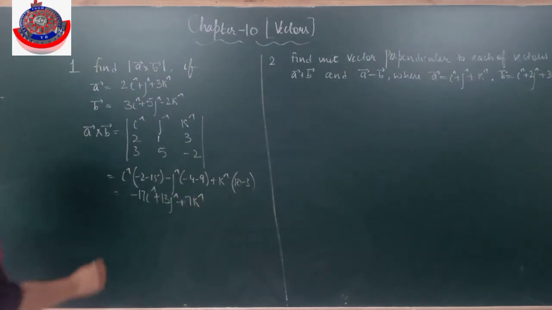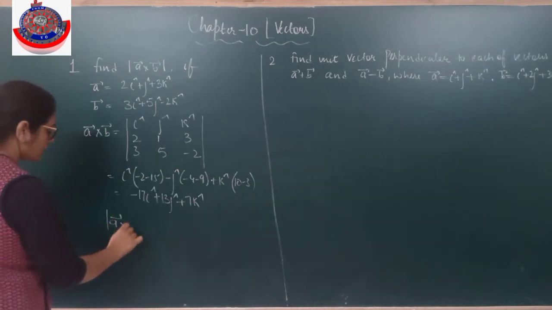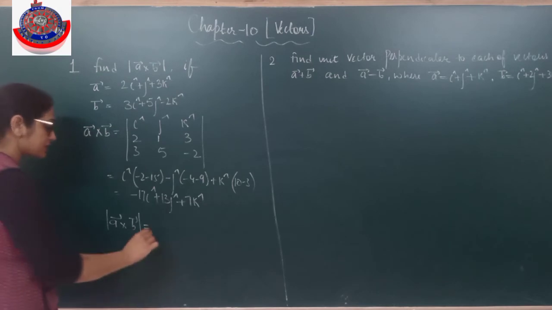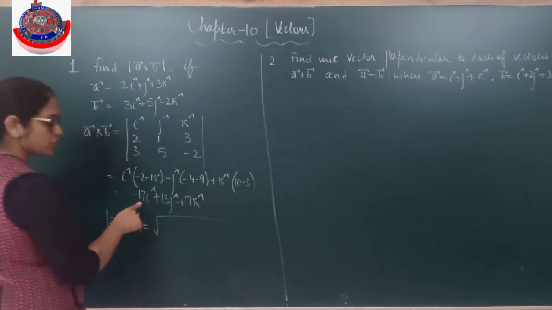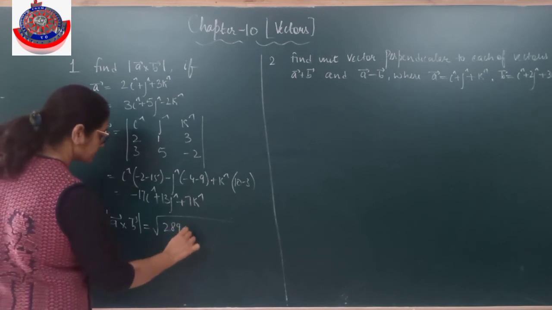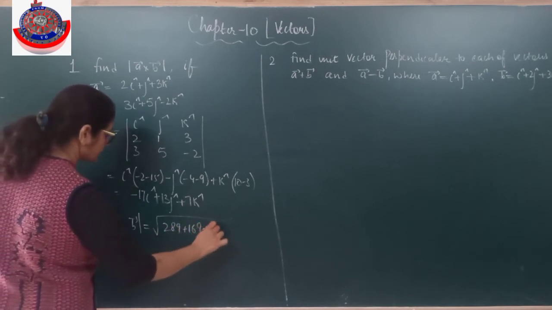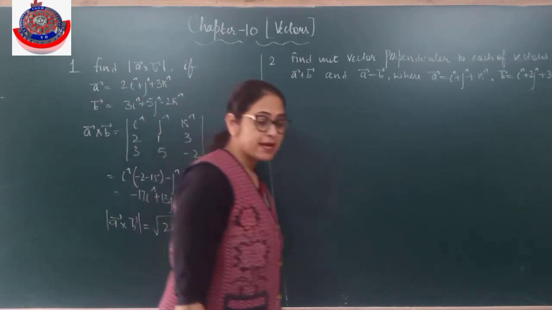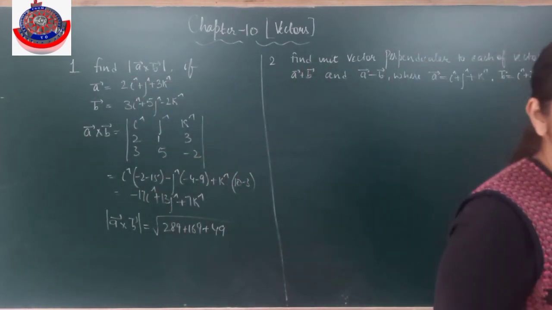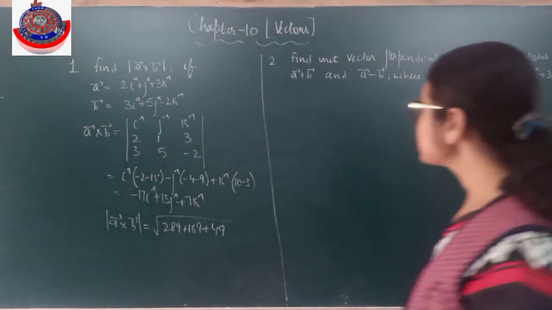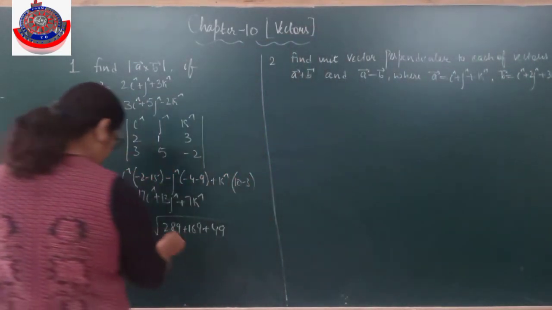Alright, now I need to find out its magnitude. I hope you all remember how we find the magnitude. Magnitude is under the root A square plus B square plus C square. Understood? So that is the magnitude of A cross B. Clear? Now if we look at the second one, you just solve it.